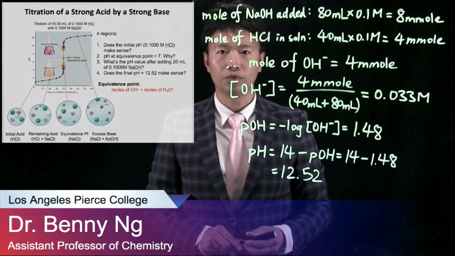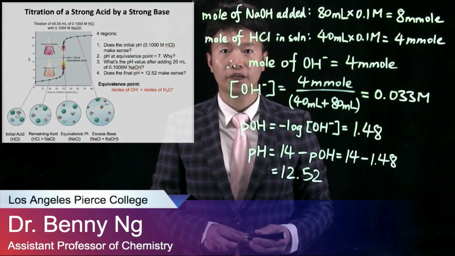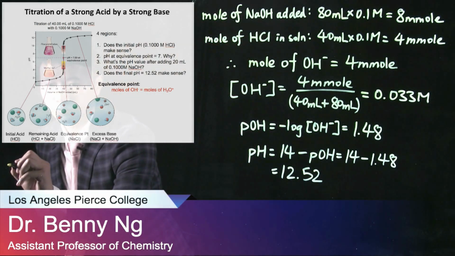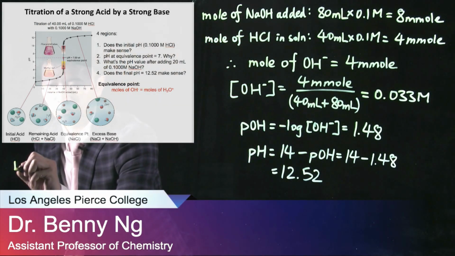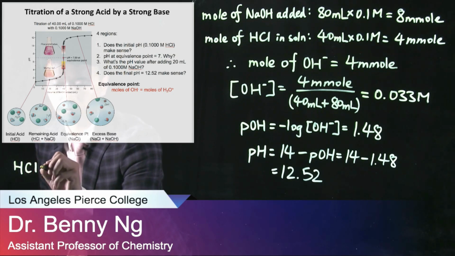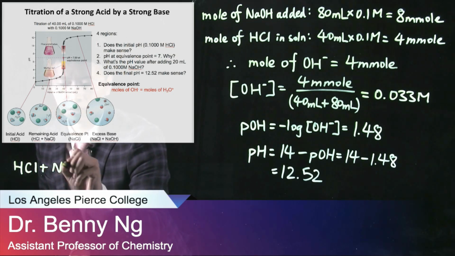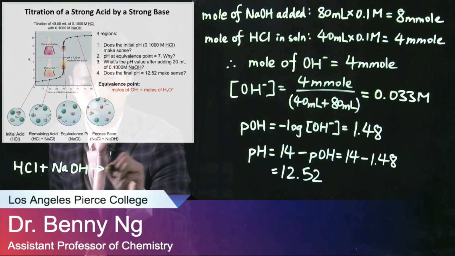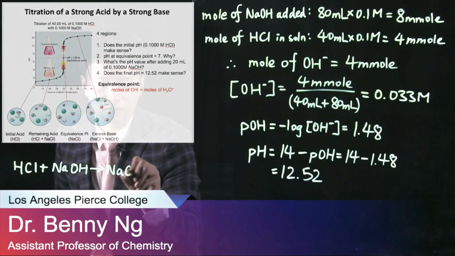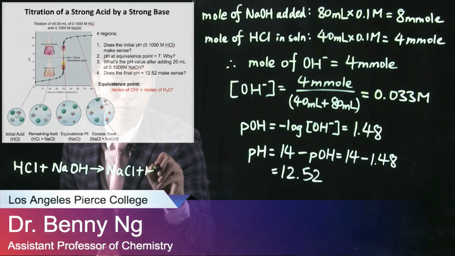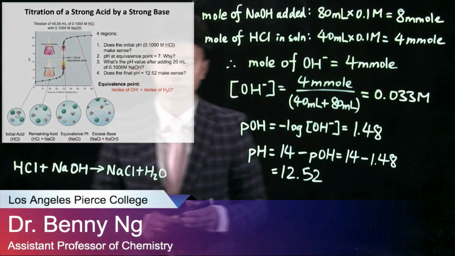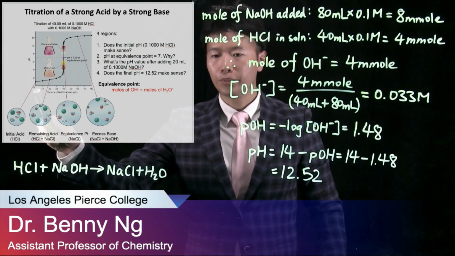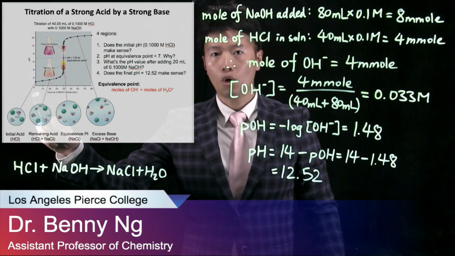To recap of what we just talked about, a titration of a strong acid by strong base, let me write down the chemical reaction first. So we have HCl plus NaOH, making NaCl plus H2O.